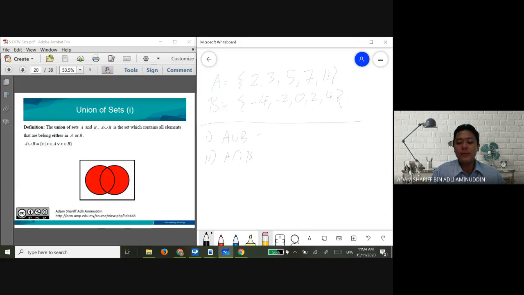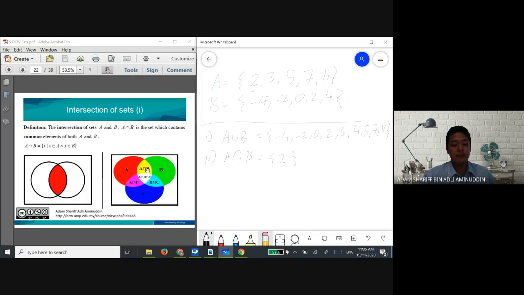Okay. A union B is an element which is in A or B. So you must include every possible element in A and also B. Therefore, it will be -4, -2, 0, 2, 3, 4, 5, 7, and also 11. That is the concept of union. Different with that is intersection. Intersection is the common elements between A and also B. So the common element between A and also B ada tak? Ada, which is 2.